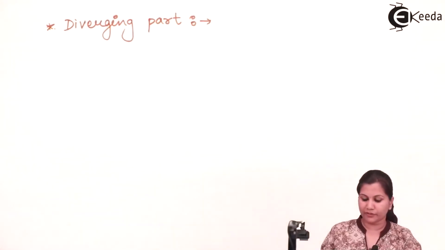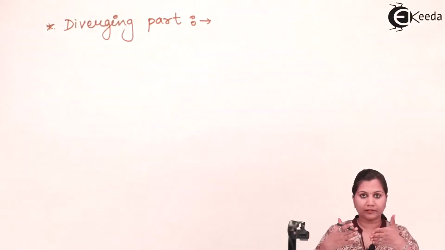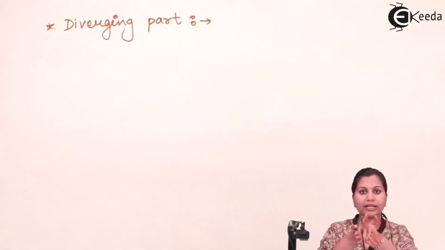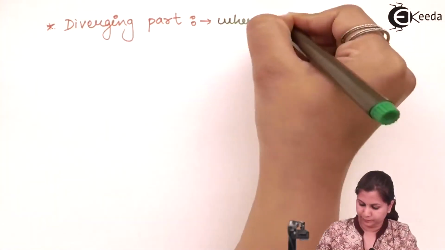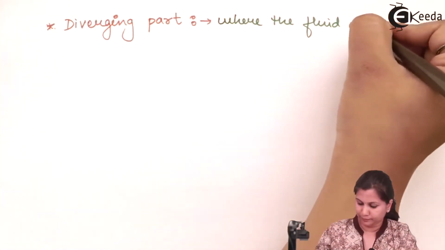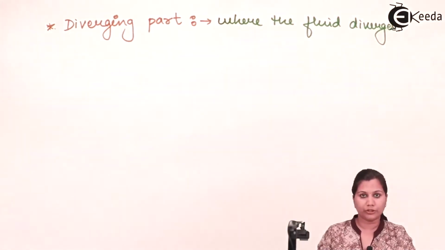This is the portion of the Venturi meter where the fluid diverges. First the fluid converges, enters into the throat, and after that it diverges. So this was the construction of the Venturi tube.